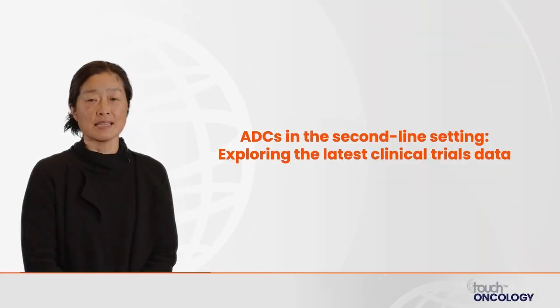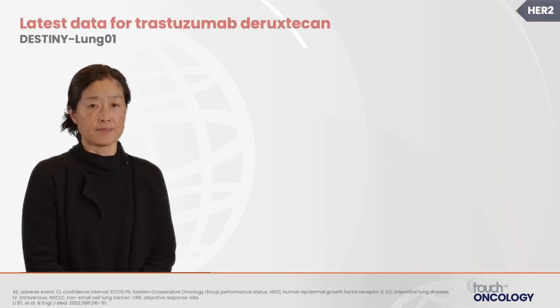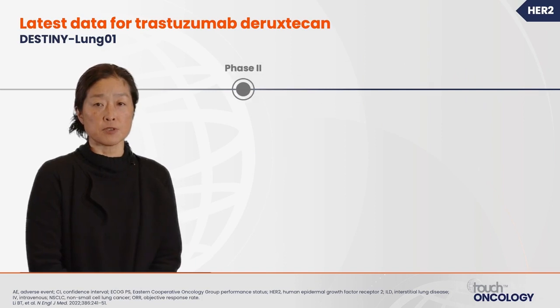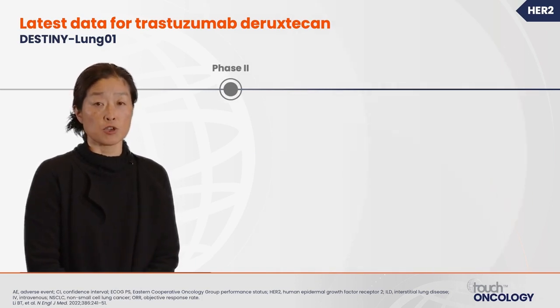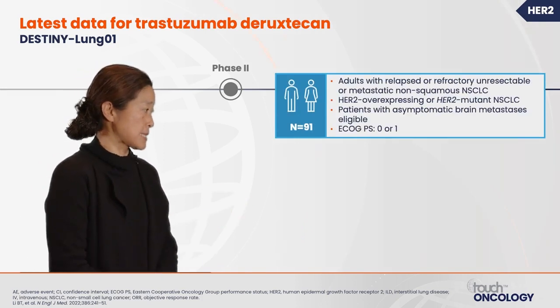Welcome back. In this section, we'll be talking about ADCs in the second-line setting, exploring the latest clinical trials data. So first, the latest data for trastuzumab deruxtecan. Remember, this is a HER2-directed ADC, and here we see the schema for the DESTINY-Lung01 study.